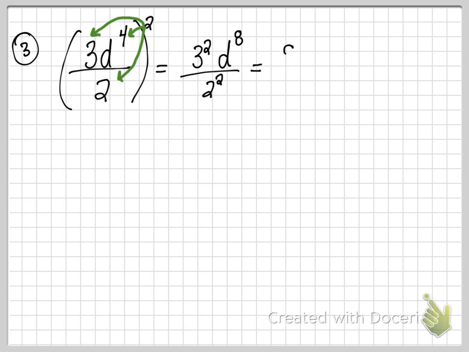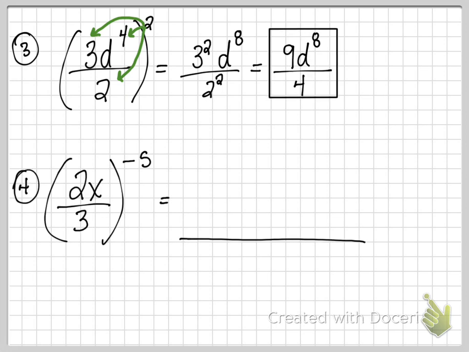Then we simplify all the numerical values. 3 squared means 3 times 3, or 9. So we have 9 d to the 8th over 2 squared, and 2 times 2 is 4. And that would be simplest form.